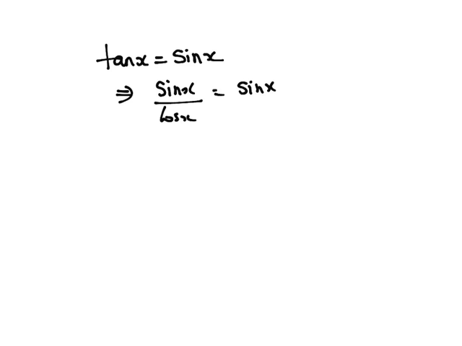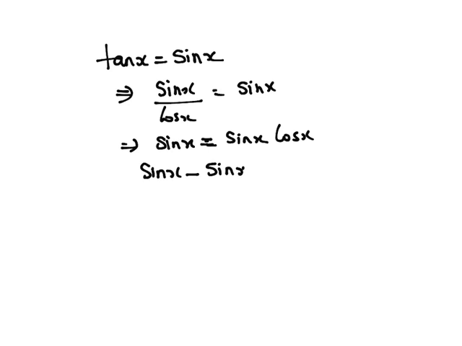Then I cross multiply. I write it as sin x equal to sin x into cos x. Now please do not cancel sin x and sin x. As I told you earlier, sin x can take the value of 0, so you don't cancel sin x. What you do is you bring the sin x cos x to the left hand side. So sin x minus sin x cos x equal to 0. So take sin x common. You get 1 minus cos x equal to 0.